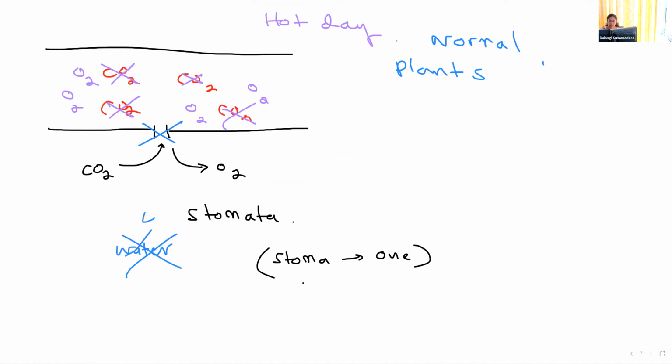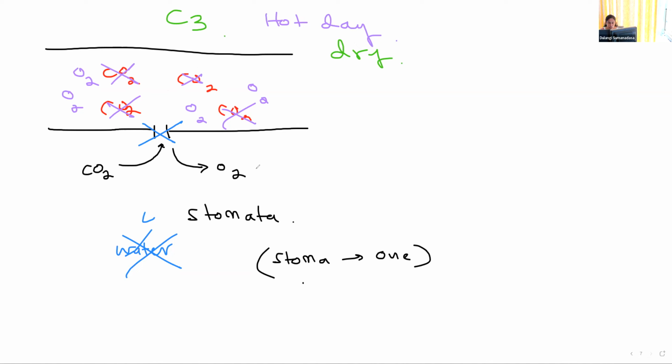So write down: normal plants are C3 plants. The C3 plants will experience photorespiration during a hot and dry day. To stop the water evaporation, they will close the stomata, and photorespiration will use up most of the available carbon dioxide, leaving only oxygen. And the oxygen will bind with the Rubisco enzyme and undergo photorespiration instead of the Calvin cycle. Photorespiration is not producing any glucose, but just using up the ATP, or the energy.